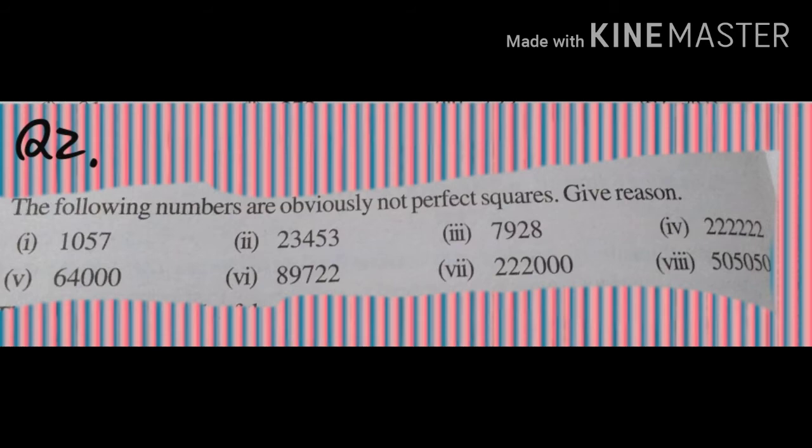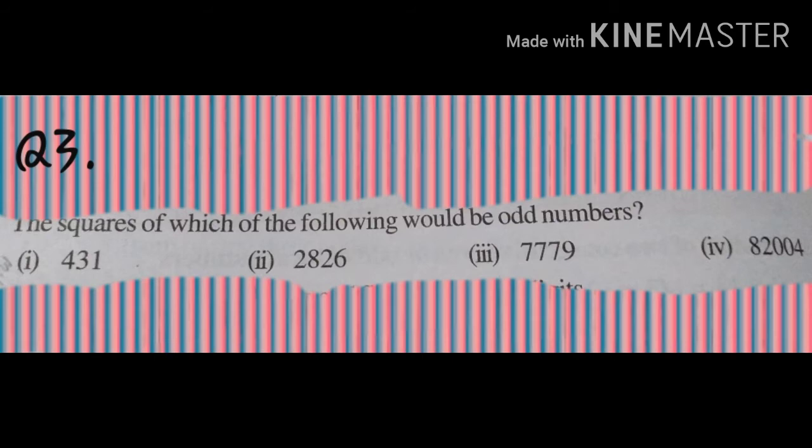Clear? Now look at question number 3. Just look at question number 1. What is in 1? 431. And what does the question ask to find? The squares of which of the following would be odd numbers? Now this also has to be done the same way as number 1. What is it asking here? Once we know whether the unit digit is odd or even, we can identify whether the whole number is odd or even, isn't it? So here also you have to follow the same process as number 1.